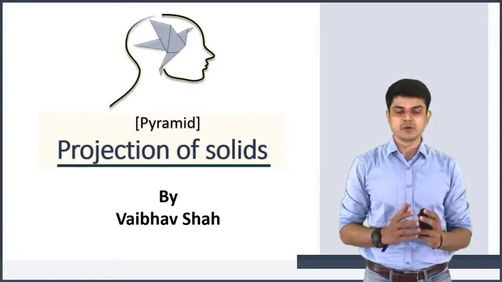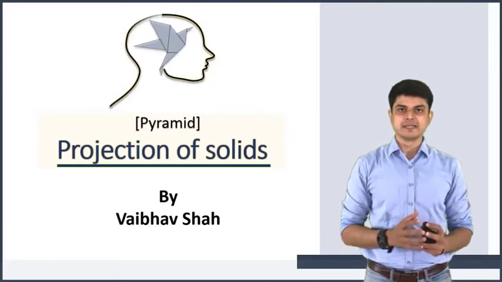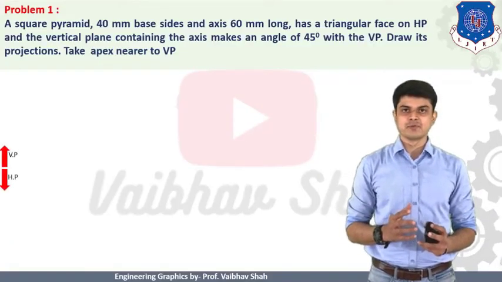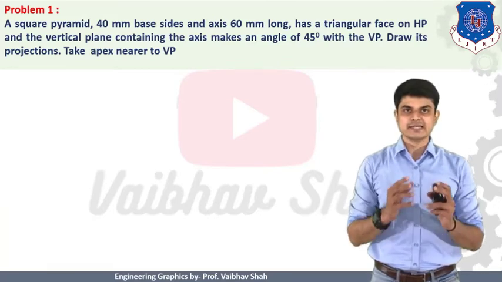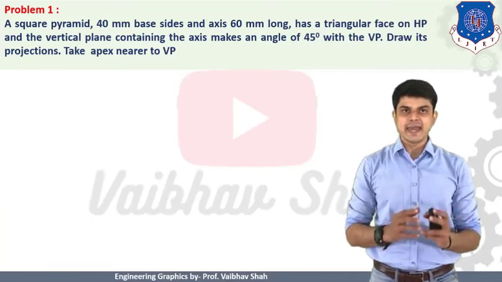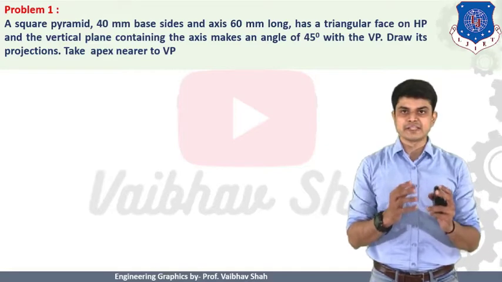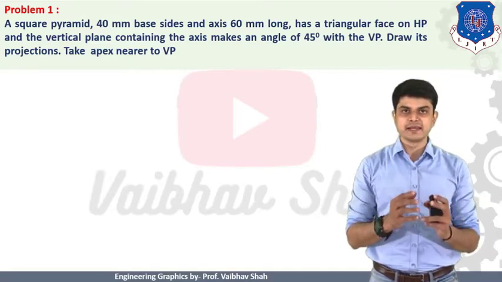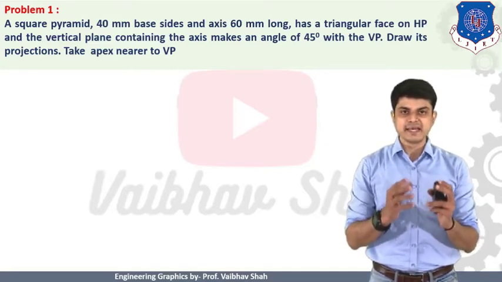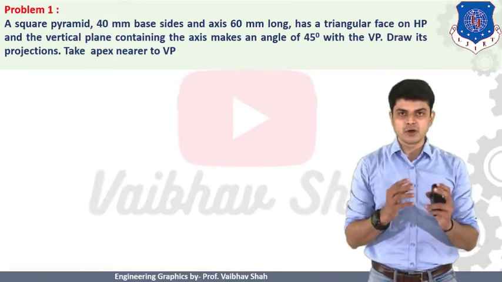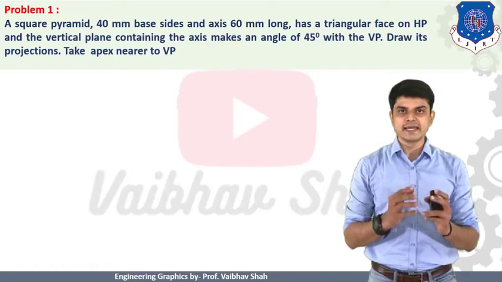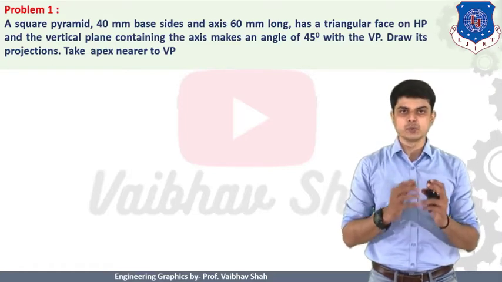We will be learning about pyramids. So let's begin. Example number 1. Square pyramid, 40 mm base size and axis 60 mm long, has a triangular face on HP and the vertical plane containing the axis makes an angle of 45 degrees with VP. Draw its projections. Take apex nearer to V.